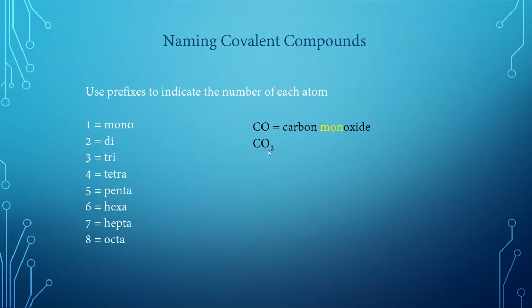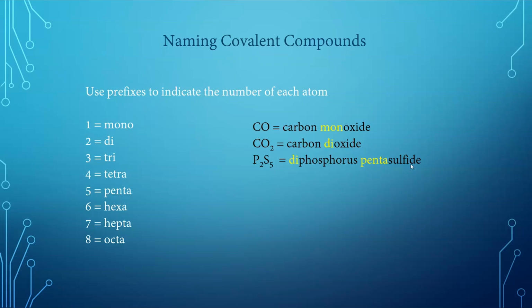There's also, of course, carbon and 2 oxygens, and that is known as carbon dioxide. So we do need to put the di in there. So carbon monoxide has 1 O, carbon dioxide has 2. If you have more than one of each element, then you'll need to use 2 prefixes. For example, P2S5 is diphosphorus pentasulfide, so 2 phosphorus, 5 sulfur.